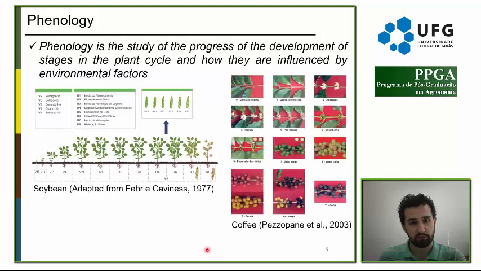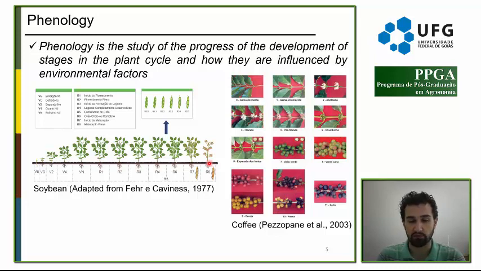So to start, we need to define what is phenology. Phenology is the study of the progress of the development stage in the plant cycle and how they are influenced by environment factors. Here we have two examples of a phenology. We have this example for soybean and this other example for coffee. For soybean, we have the emergence, we have the vegetative period until the crop starts the flowering. After the flowering, the crop starts the seed growth until getting the maturity, and we have here the harvest.